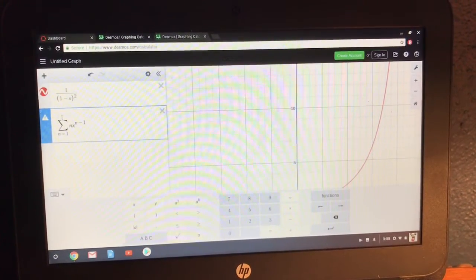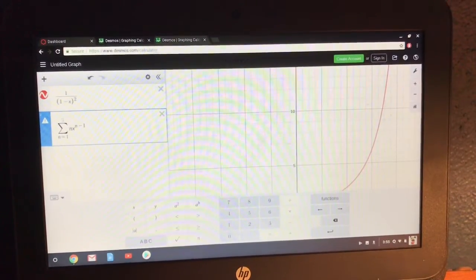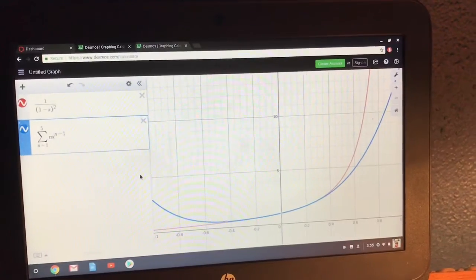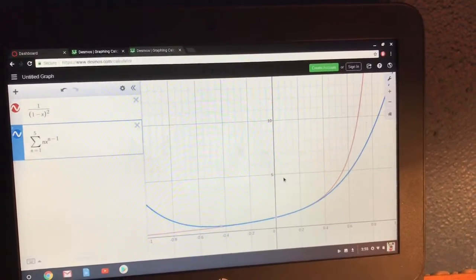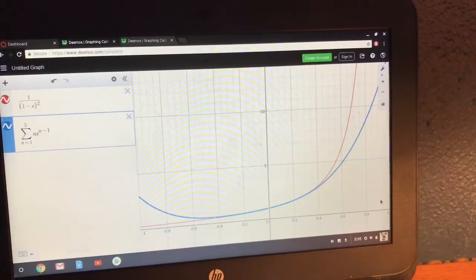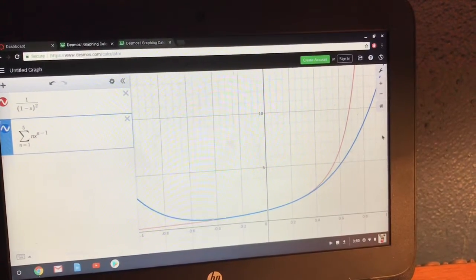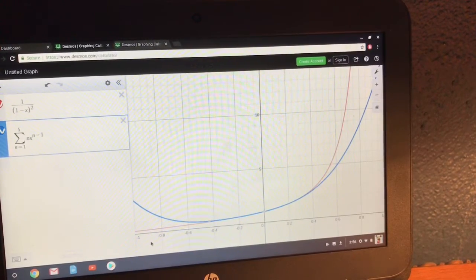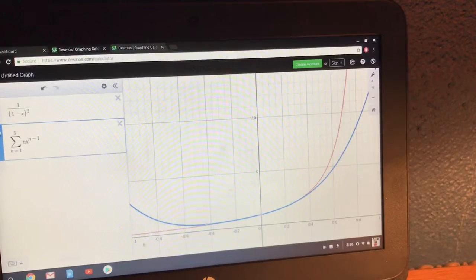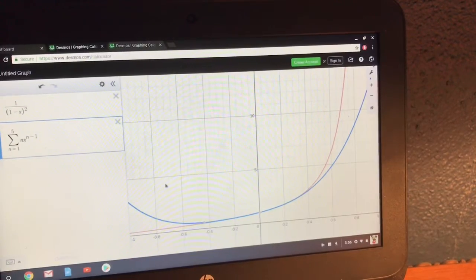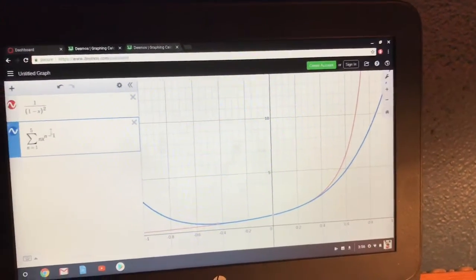So those values were 5 and 10, so first I'm going to do 5, and I'm going to look at the graph, and it very clearly shows that at the endpoints, which were negative 0.9 and 0.9, so here's 0.9 up here, and negative 0.9 over here, the difference is the greatest. So the difference is the greatest at the endpoints for n equals 5.